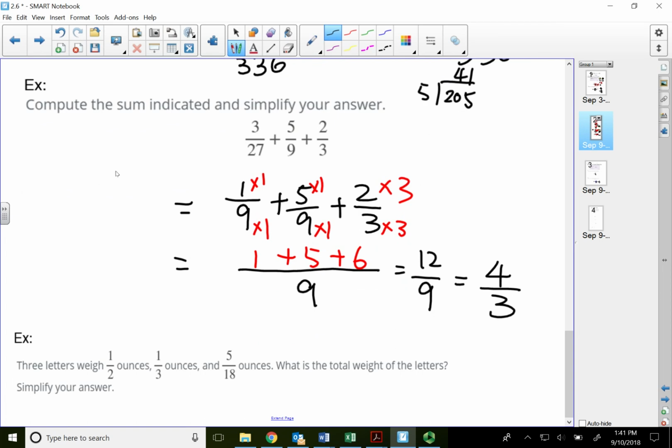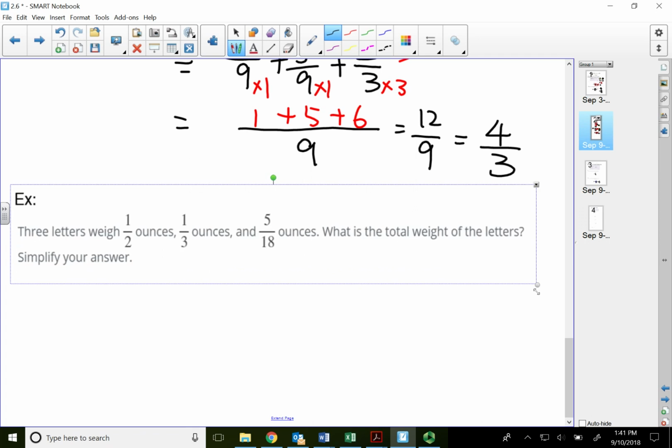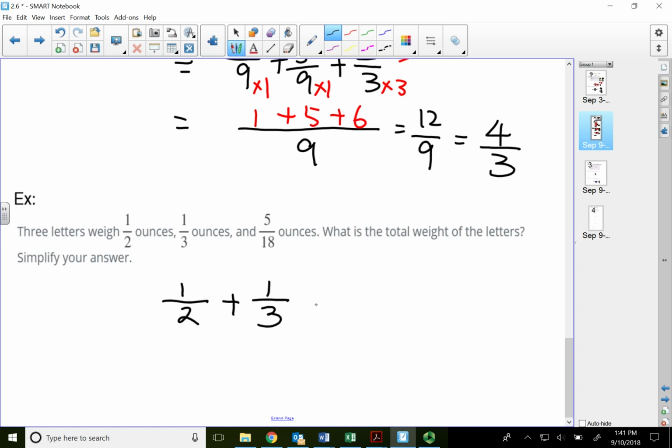So let's check this word problem out. 3 letters with 1/2 ounce, 1/3 ounce, and 5 over 18 ounce. What is the total weight? So for the total weight, I just need to add up the 3 letters. So half plus 1/3 plus 5 over 18. The LCD between 2, 3, and 18 got to be 18, right? Because 18 down here, all 3 of those denominators can go into it.